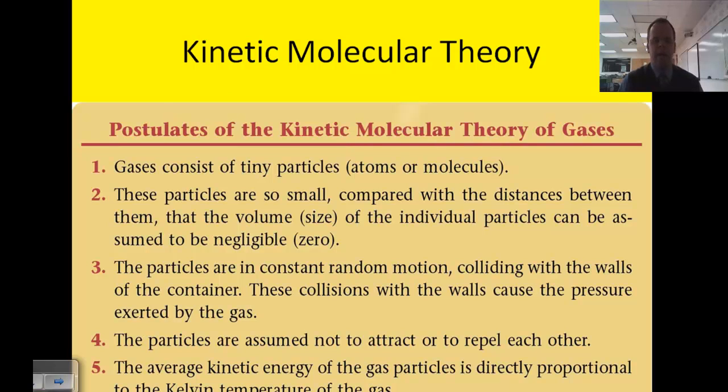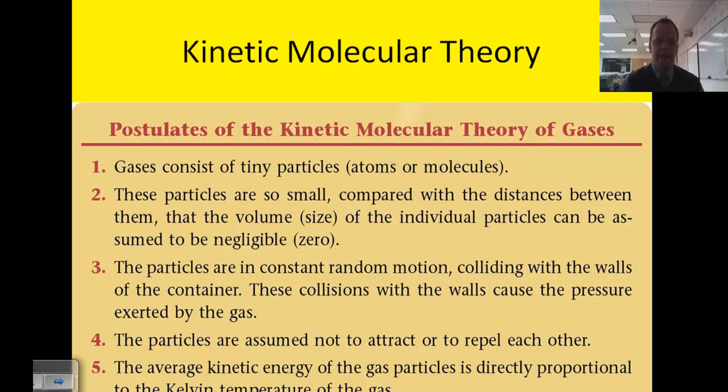First, in kinetic molecular theory, we're making the assumption that gases consist of tiny particles, atoms and molecules that are very, very small. This is a very true assumption that we are making. 2, these particles are so small compared to the distance between them that the volume of the individual particles can be considered to be negligible or zero when compared to the distance between them.